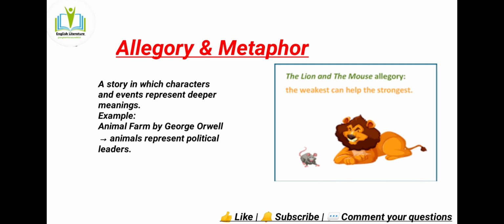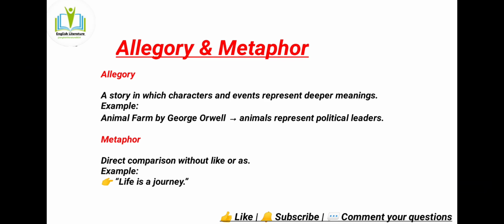Allegory and metaphor. Allegory is a story in which characters and events represent deeper meanings. For example, Animal Farm by George Orwell. Animals represent political leaders. Metaphor: a direct comparison without using like or as. For example, life is a journey.